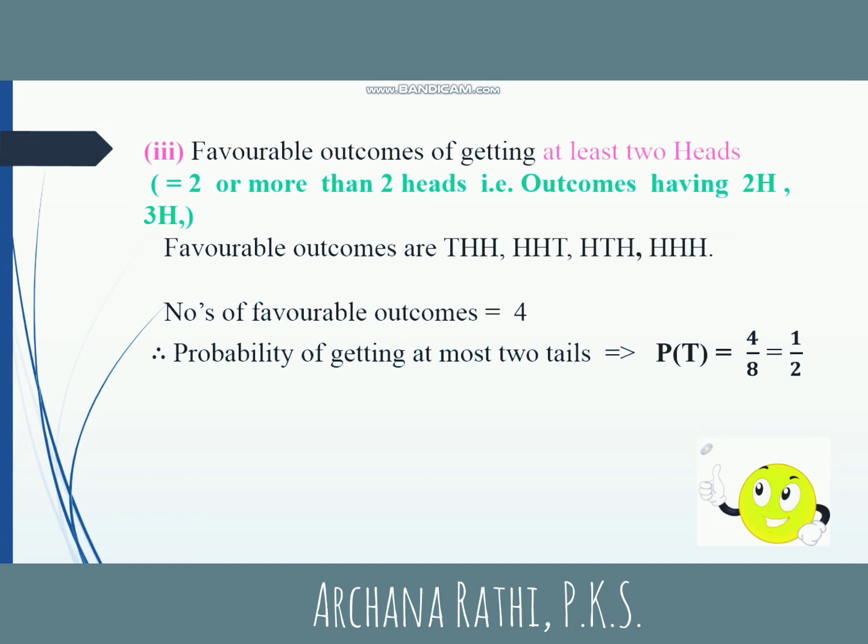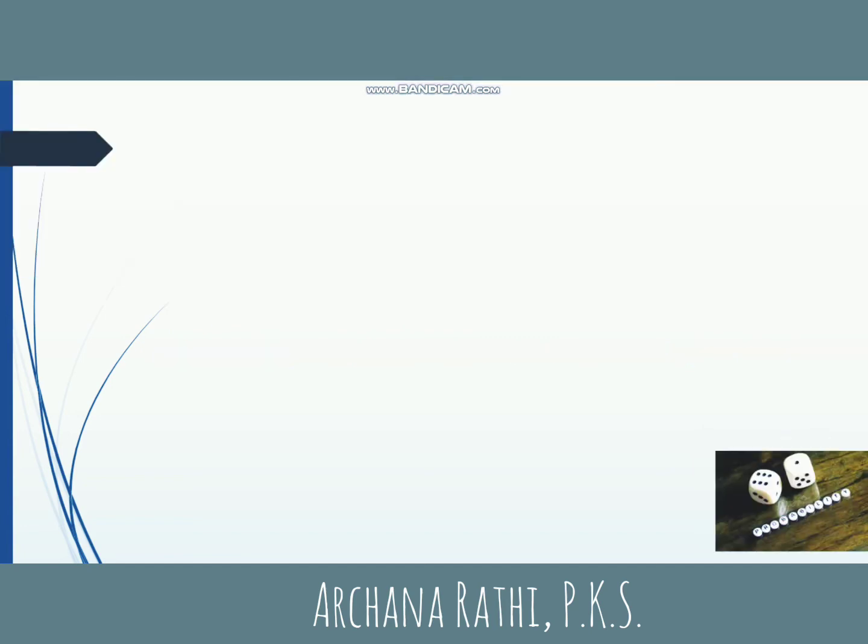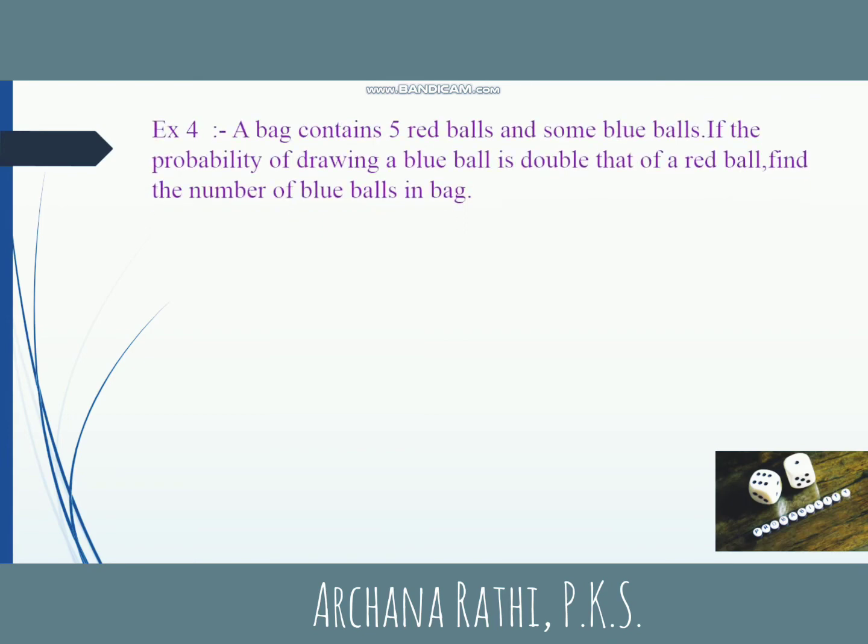Let us move towards another example. This example is many times asked in the examination. A bag contains 5 red balls and some blue balls. If the probability of drawing a blue ball is double that of a red ball, find the number of blue balls in the bag. Means there are 5 red balls and some blue balls.